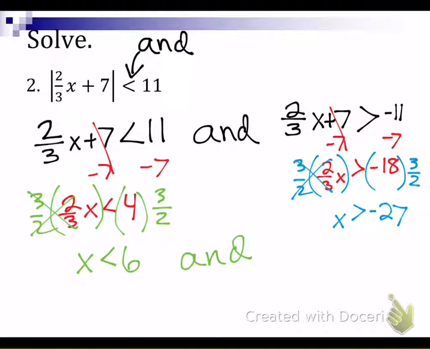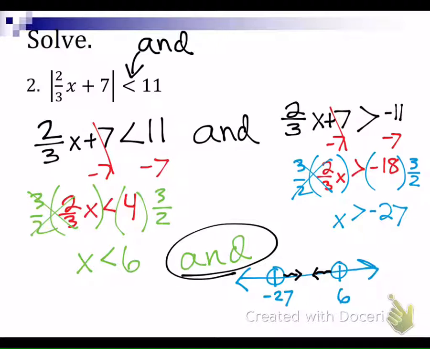To graph this, I need a number line. The negative is obviously the one on the left. The positive is down here. These are both open circles. I want to be greater than the negative 27, but less than the 6, and it's an and problem. So what needs to be true? Both. Where on the graph are they both going to be true? In the middle. And this is where we write our answer a little extra fancy. What's my answer going to look like?